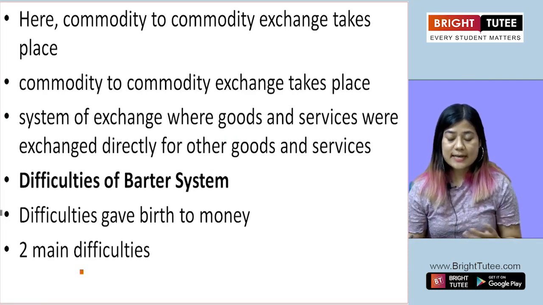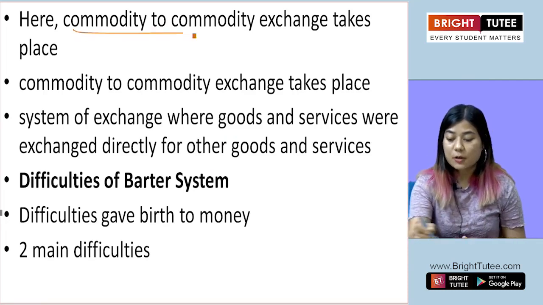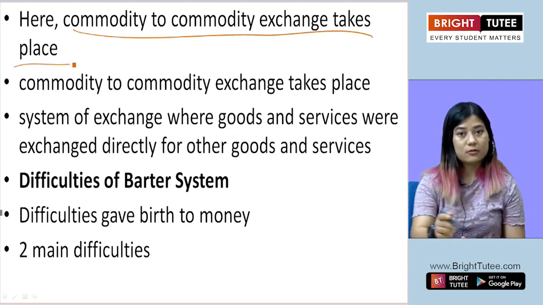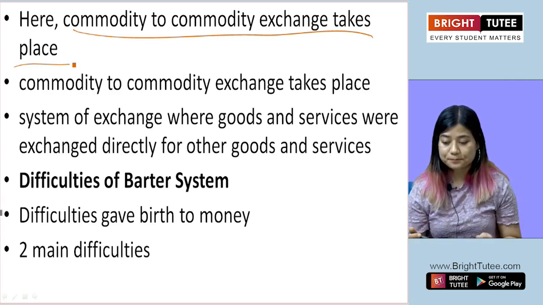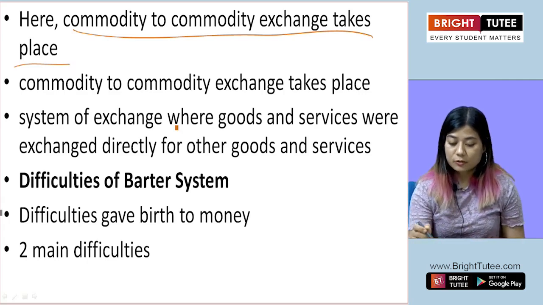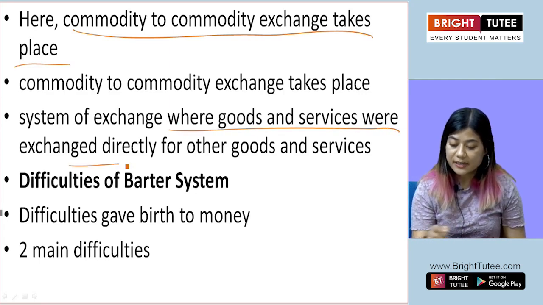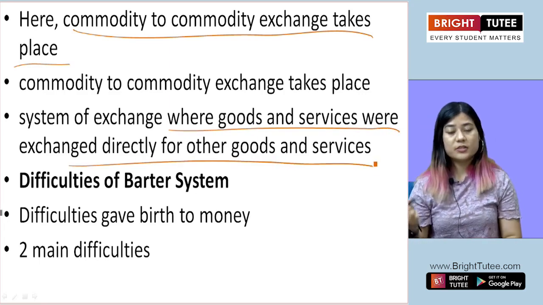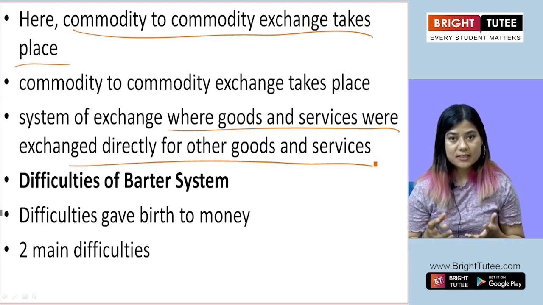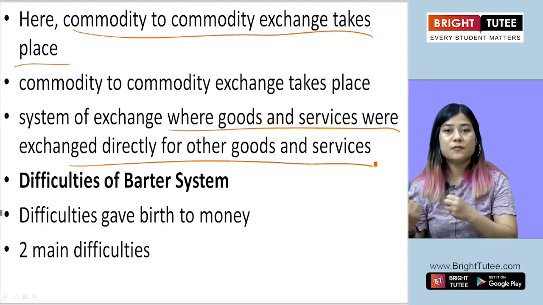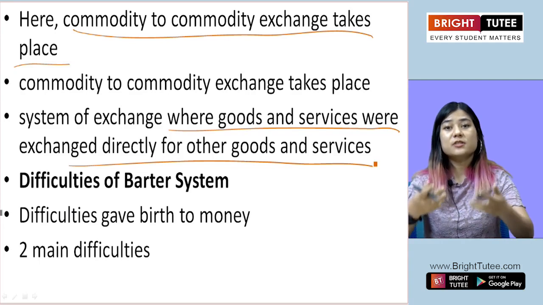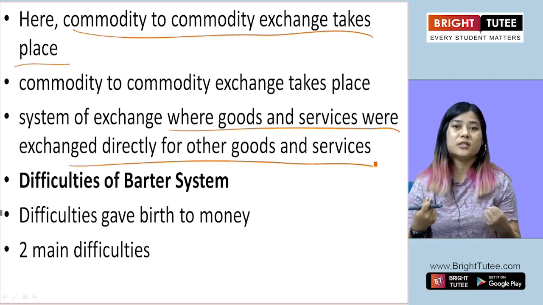Like I said, in the barter system, commodity to commodity exchange takes place. The exchange takes place with the use of commodities directly. It is a system of exchange where goods and services are exchanged directly for other goods and services. So in the barter system, you can provide goods and services, but you need other kinds of goods and services, so you exchange your goods and services to avail other goods and services.